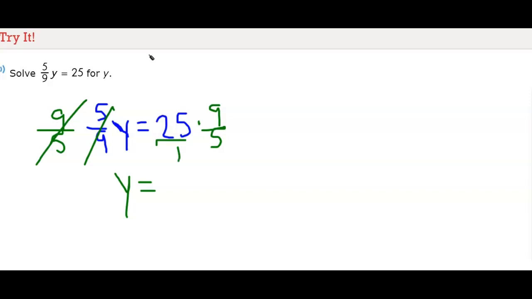As you know, I like to simplify first, so I look across to see if I can find a common factor. So 5 and 25 actually have a common factor of 5. So 5 divided by 5 is 1. 25 divided by 5 is 5. And 9 and 1 do not have a common factor other than 1. So 5 times 9 is 45, and then 1 times 1 is 1. So simplified, that would be y is the value of 45.